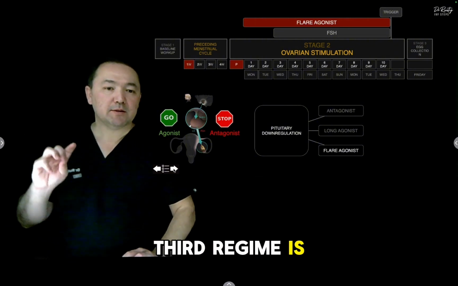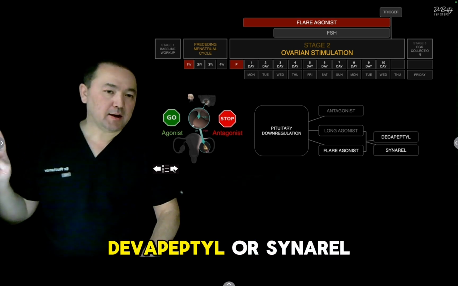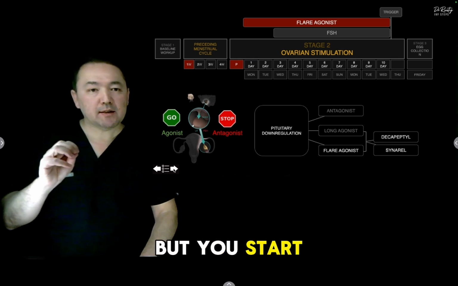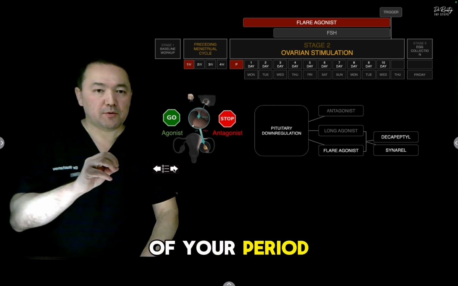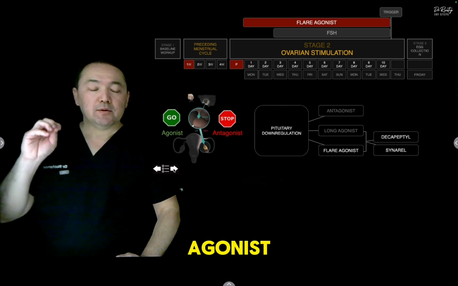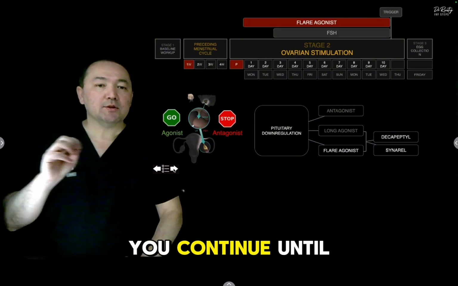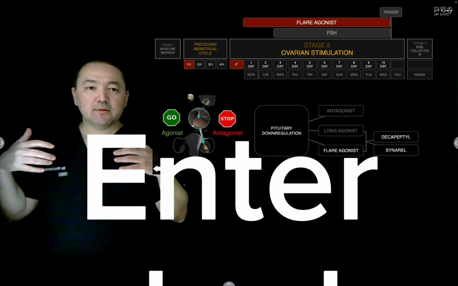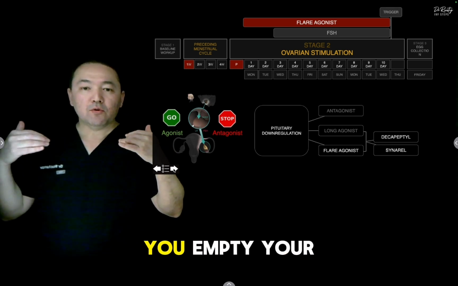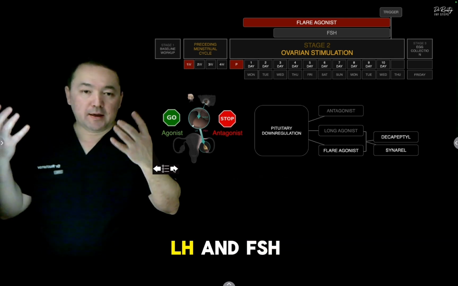The third regime is the flare agonist regime. You use the same drugs as in the long agonist, Decapeptyl or Synarel, but you start the agonist from the first or second day of your period, not a week before. Once you have started the agonist, again you continue until the trigger. When you have an agonist on the first or second day of your period, you empty your pituitary gland of LH and FSH.